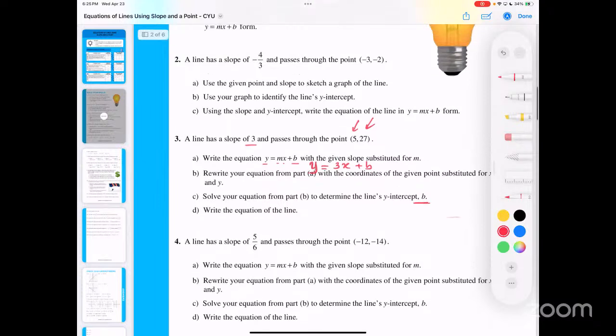So we're going back to y. y is 27, equal to 3 times x, which is 5, plus b. They say rewrite the equation, part A, with the coordinates of the given point substituted. Solve for b. We have learned how to solve the equation 15 plus b. So 27 minus 15 is equal to b. So b is equal to 12. y is equal to 3x plus 12.